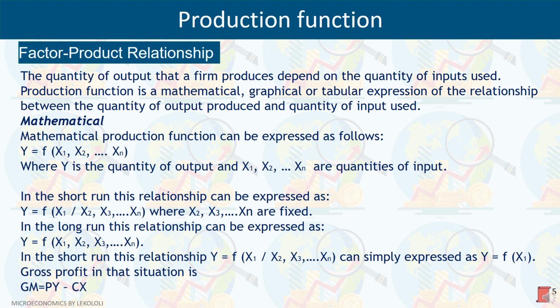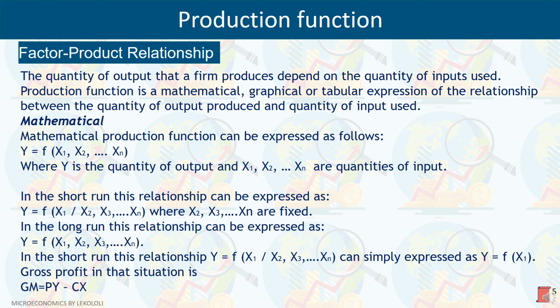In contrast, in the long run, all inputs can be adjusted. Our production function is simpler, where y is a function of x1, x2, x3 up to xn.